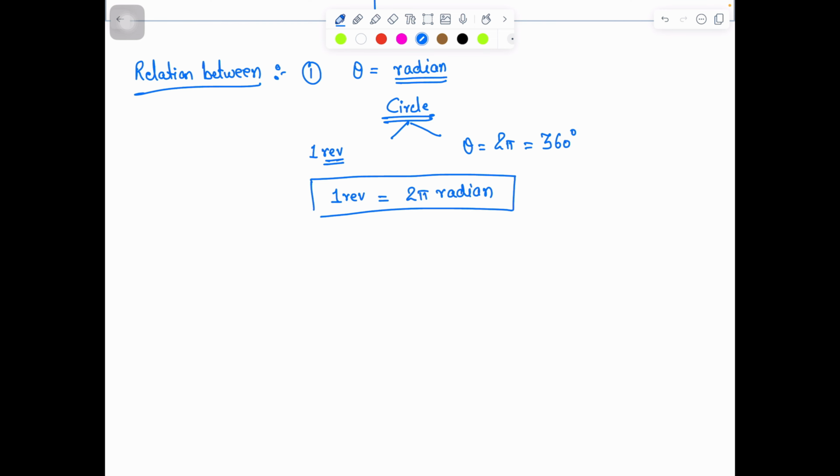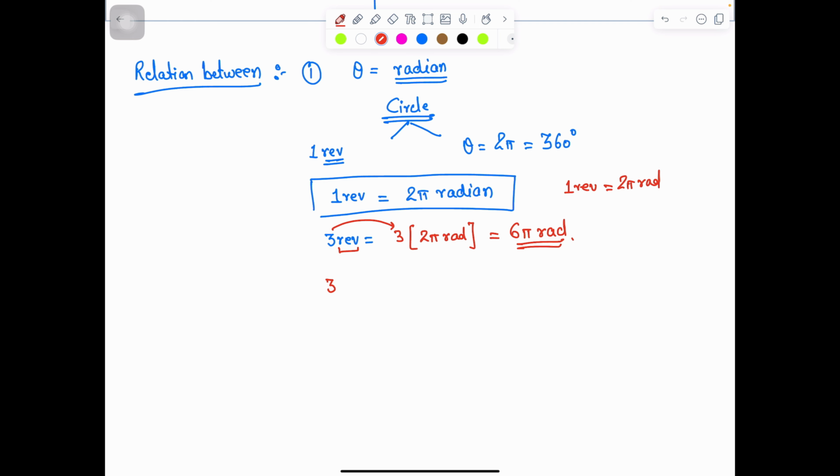Clear? So let's say you have 3 revolutions. So what can I say? 3 revolutions. So can we simply say, what is the technique? Okay, bring 3 here. And what is the value of one revolution? Can I say 1 revolution is equal to 2 pi radian? Yes or no? So place the same value. So 1 revolution is equal to 2 pi radian. So what should be your answer? 6 pi radian. Is it fine? Clear?